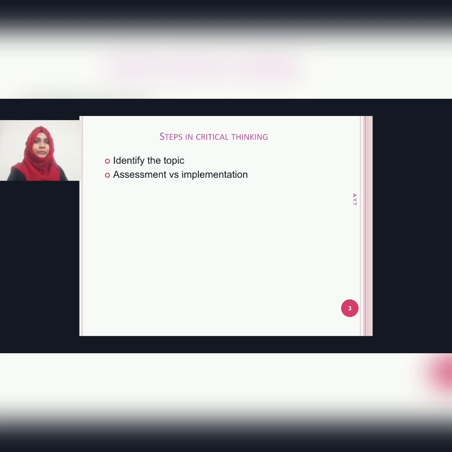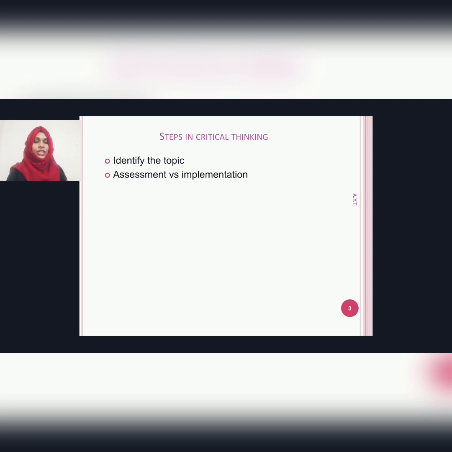Now we have finished the question stem and keywords in the first step, that is, identify the topic. Next is assessment and implementation. We will categorize the 4 options of the question into assessment or implementation. For example, you have 4 options for a question. Option A, is it assessment or implementation? Option 2, assessment or implementation, like that. After you label all of them, you will prioritize.